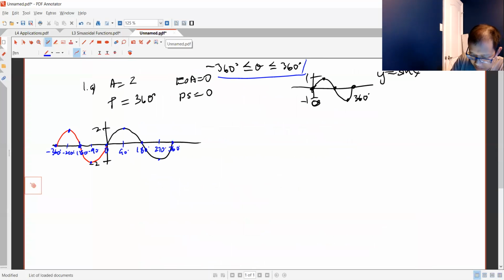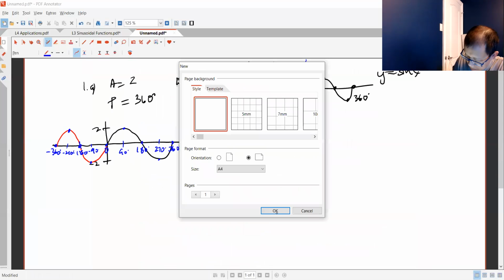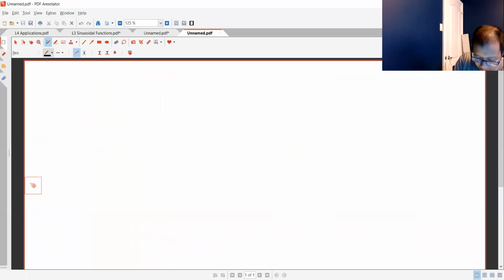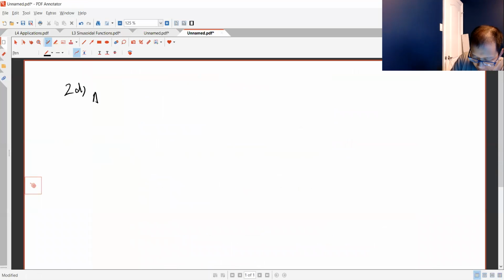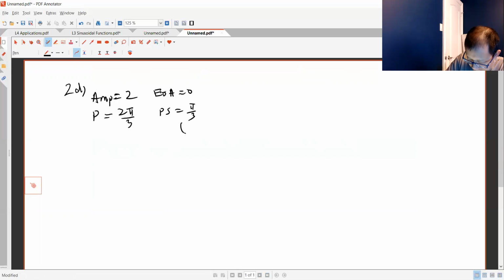So let's open up a new window. I already forgot what I said. Amplitude of 2. Period is what? 2 pi over 3. Equation of the axis is 0, because I didn't say anything. Phase shift is pi over 3, and I think that was positive. And we're dealing with cosine.